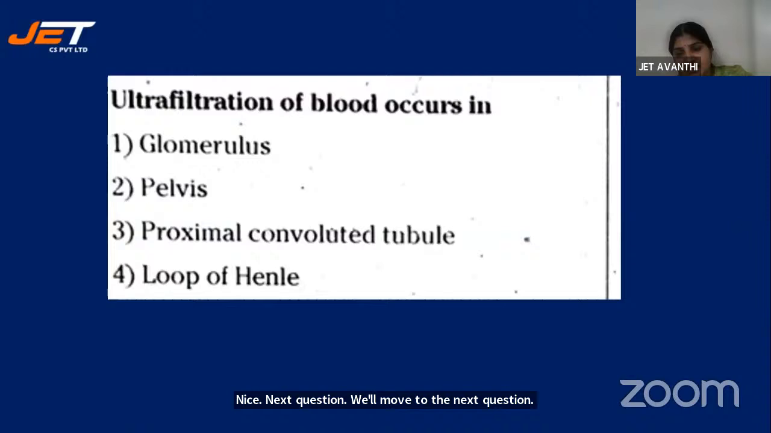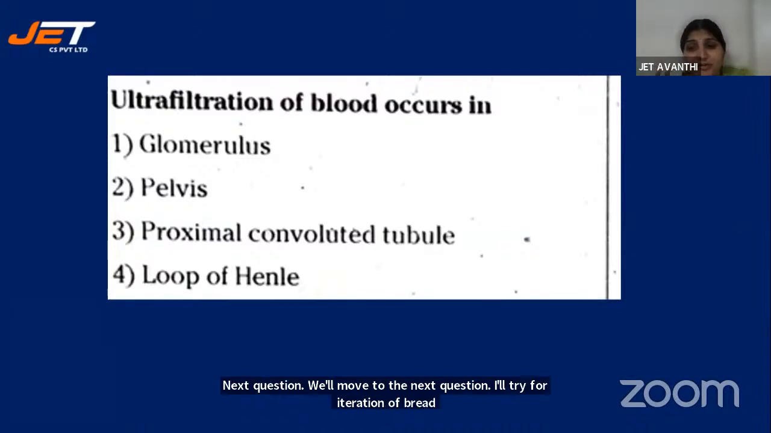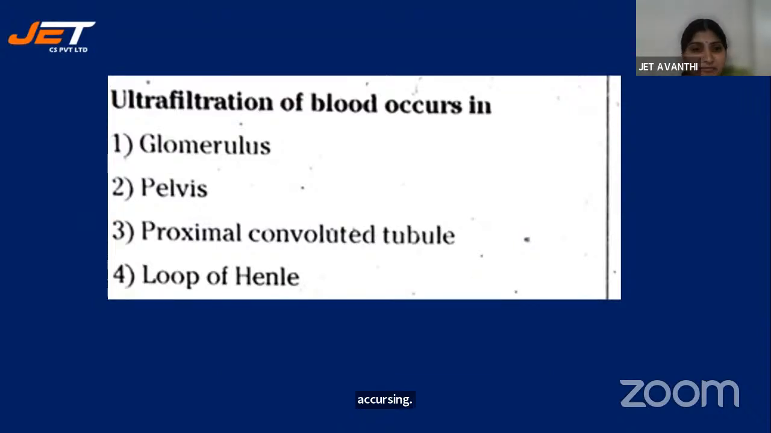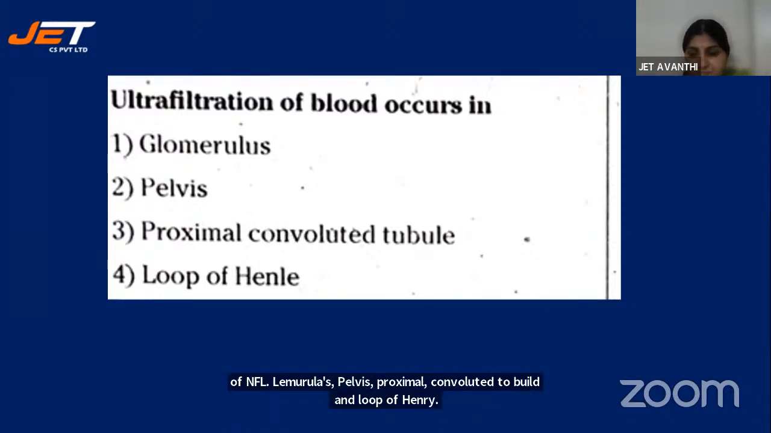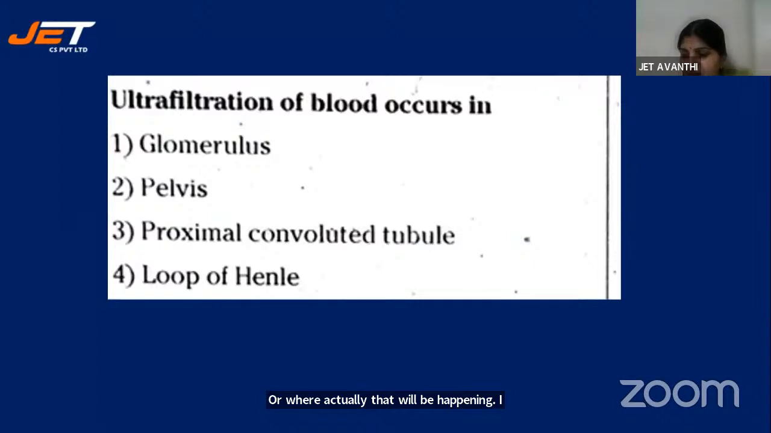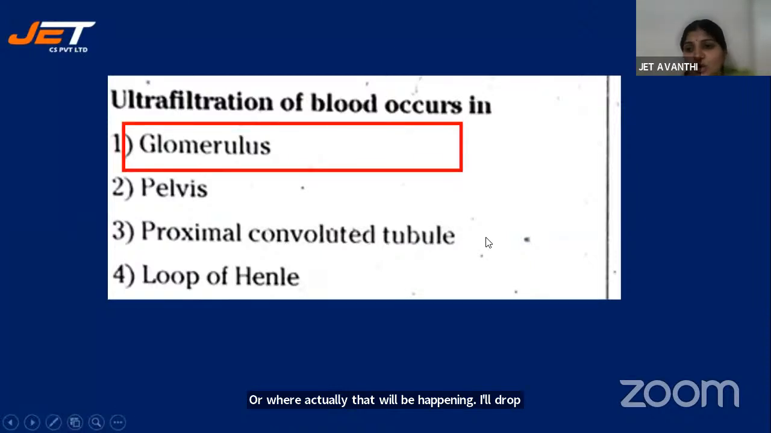Ultrafiltration of blood occurs in. Where does ultrafiltration happen? Means complete reabsorption and the formation of urine will be happening, or secretion of urine will be happening in which part of nephron? Glomerulus, pelvis, proximal convoluted tubule, and loop of Henle. Or where actually that will be happening? Ultrafiltration will be happening where? It is the first part. What is that, children? Glomerulus. Glomerulus is the correct answer.